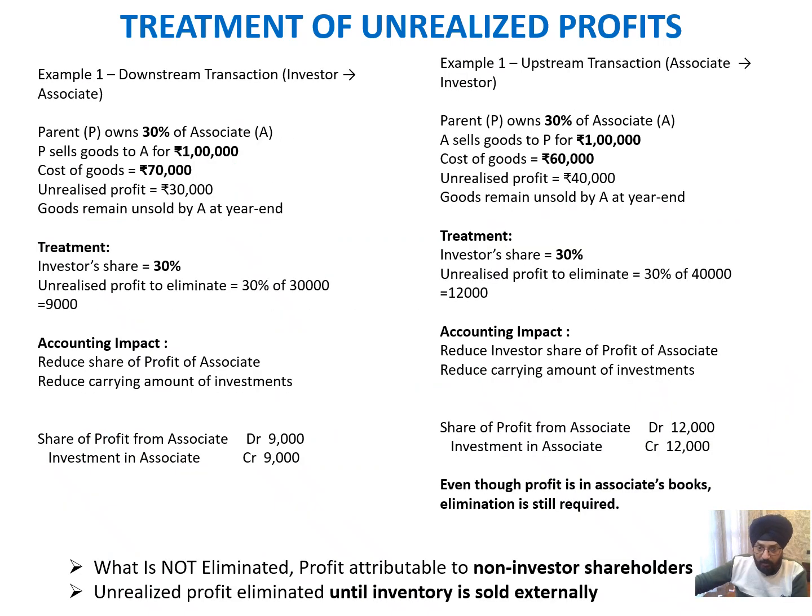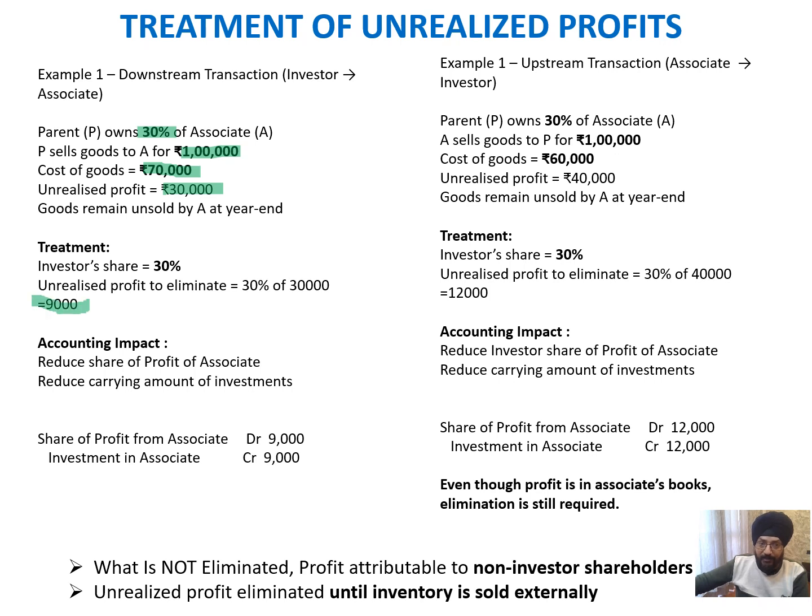Okay, now we'll quickly have a look at the example for both these scenarios. The first scenario is when the parent is selling goods to the associate. Take the example that P sells goods of 1 lakh, where P is the parent and A is the associate. Cost of goods sold is 70,000 and unrealized profit is 30,000. And we are saying that P has 30% in the associate. So in this case, my unrealized profit is 30,000, and 30% of 30,000 is 9,000.